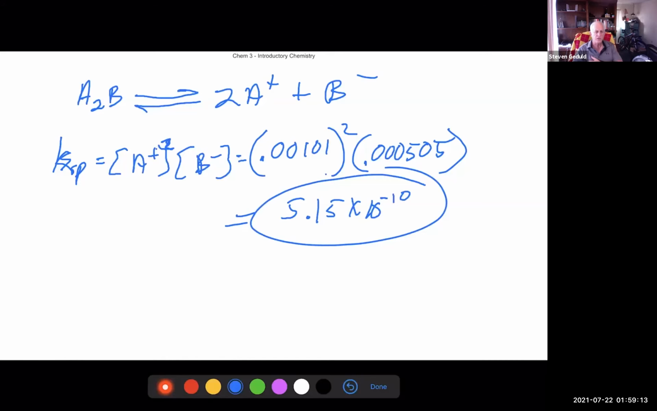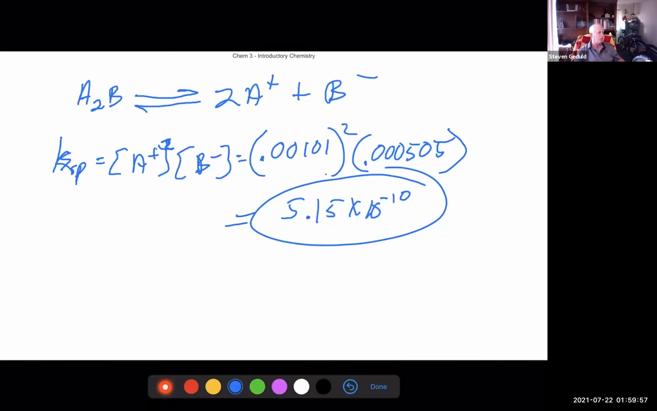Okay. So you just balance your equation and write your solubility product. Products over reactants. In this case, your reactant is a solid, so it doesn't get expressed in the equilibrium expression. Then plug in your numbers and do the math. And we should come out to about 5.15 times 10 to the minus 10. Make sense? Perfect.